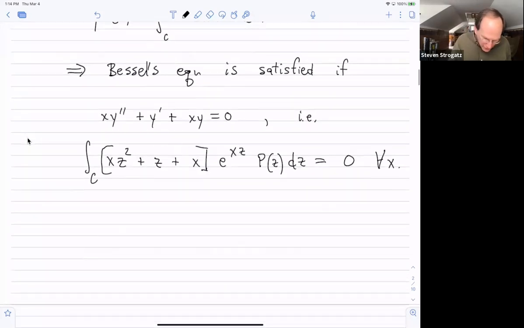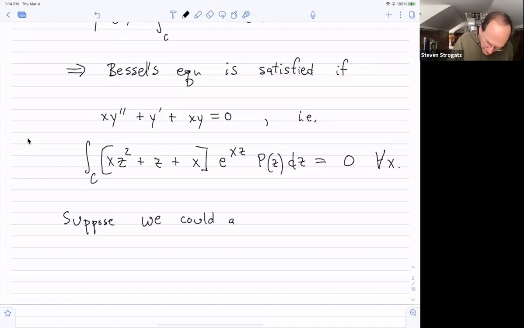But so here's our strategy. Let's suppose, and this is the first part that requires a little wishful thinking, suppose we could find a function that I'll call s of z, such that the integrand becomes a perfect differential.